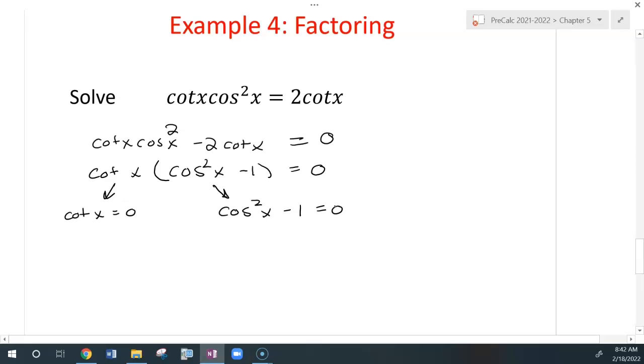My cotangent of x equals 0. That's already ready for me to go to my unit circle. Cotangent is x over y, so I'm looking for places where my x equals 0. So I have pi over 2.